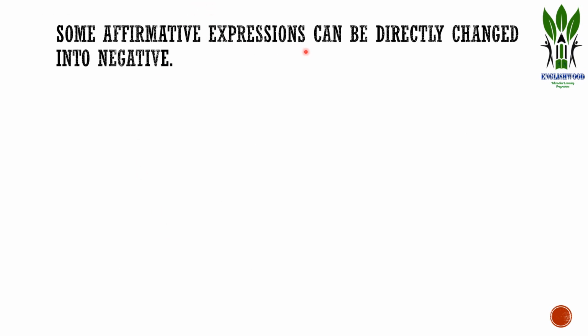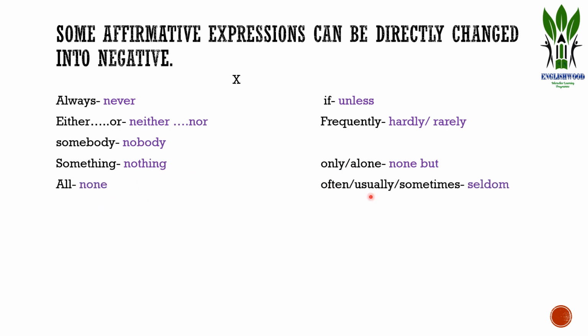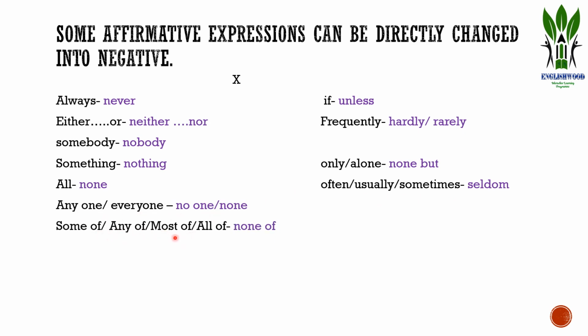Some affirmative expressions can be directly changed into negative. For example, always directly changes into never; if, unless; either or, neither nor; frequently, hardly, rarely; somebody, nobody; only, alone changes into none but; something, nothing; all, none; often, usually, sometimes, seldom; anyone, everyone, or no one, none. Some of, any of, most of, all of changes into none of. Some of are present. None of are present. Sometimes changes into never, and in interrogative changes into ever.